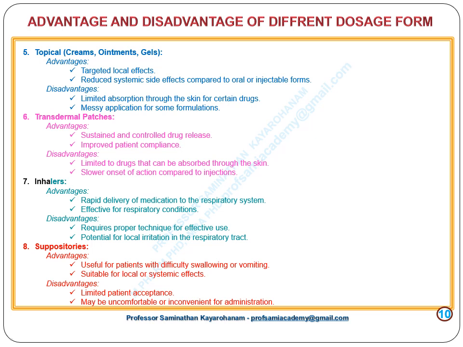6. Patches. Advantages: sustained and controlled drug release. Improved patient compliance. Disadvantages: limited to drugs that can be absorbed through the skin. Slower onset of action compared to injections. 7. Inhalers. Advantages: rapid delivery of medication to the respiratory system. Effective for respiratory conditions. Disadvantages: requires proper technique for effective use. Potential for local irritation in the respiratory tract.